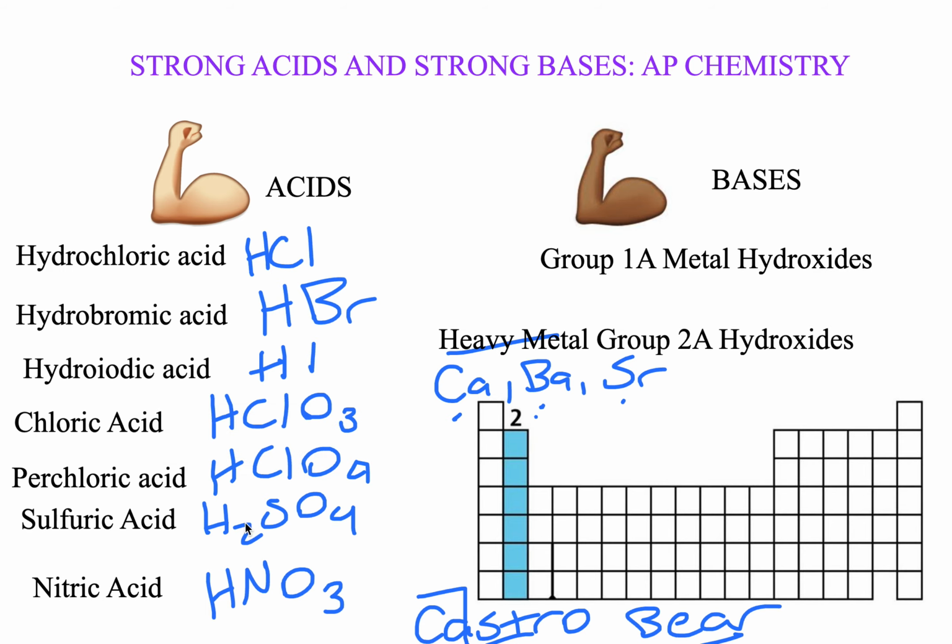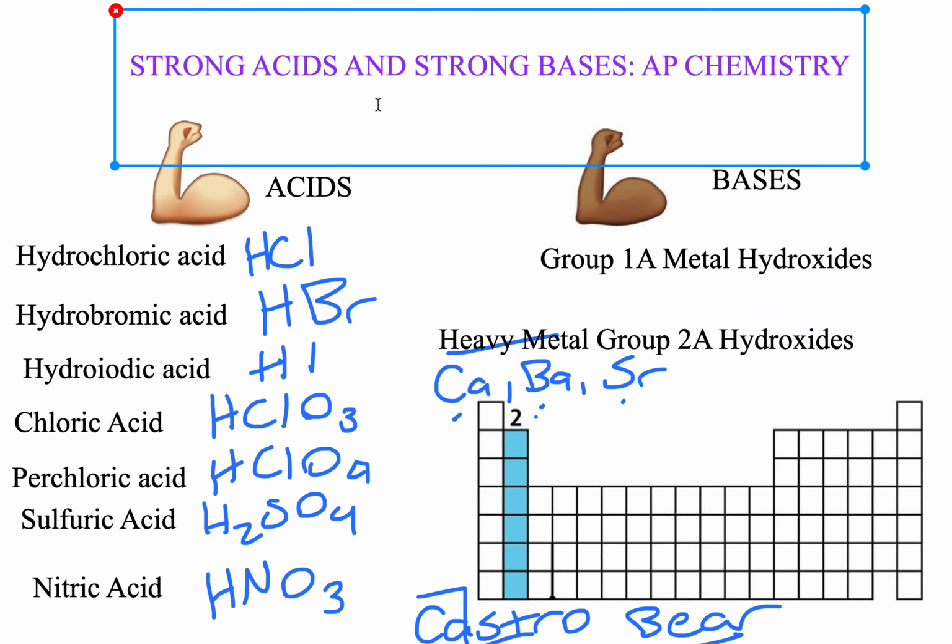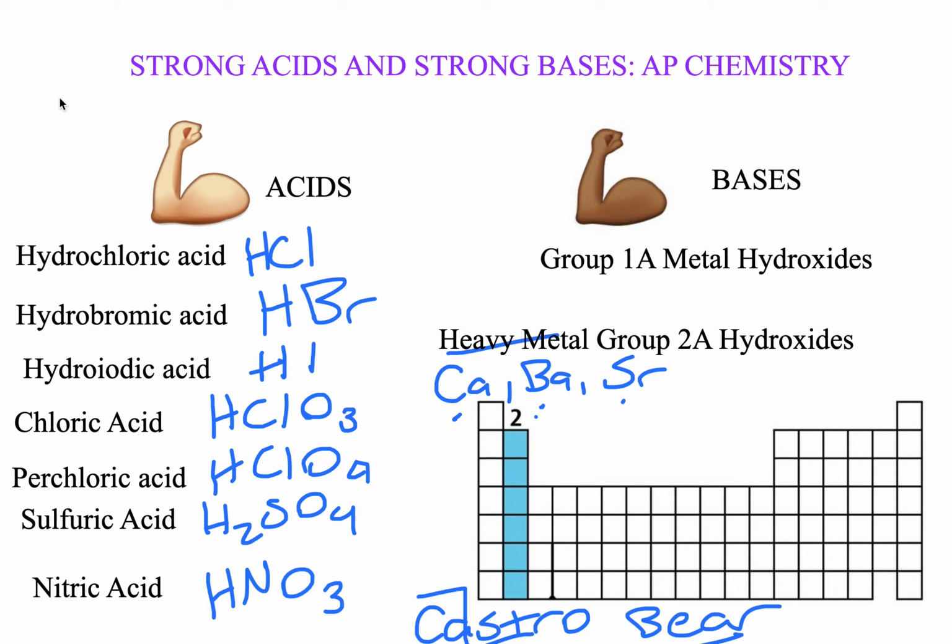So yes, as a review, for the strong acids, we have hydrochloric acid, hydrobromic acid, hydroiodic acid, chloric acid, perchloric acid, sulfuric acid, and nitric acid. For our strong bases, we have group 1A metal hydroxides and heavy metal group 2 hydroxides, which is Castrober. Now, every other acid and base that you come across, except for these, will be weak. They'll be varying in their weakness, but these are the strong acids, and for the scope of this class, everything else is weak. I hope that helped.